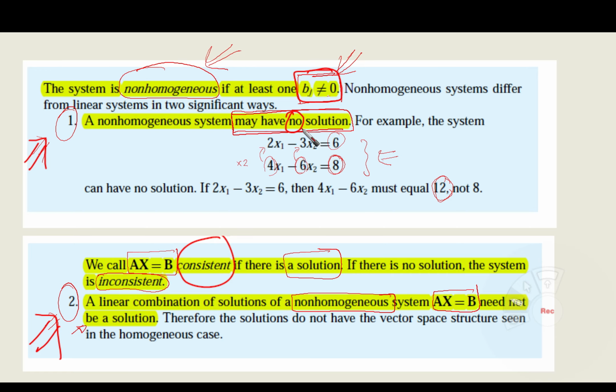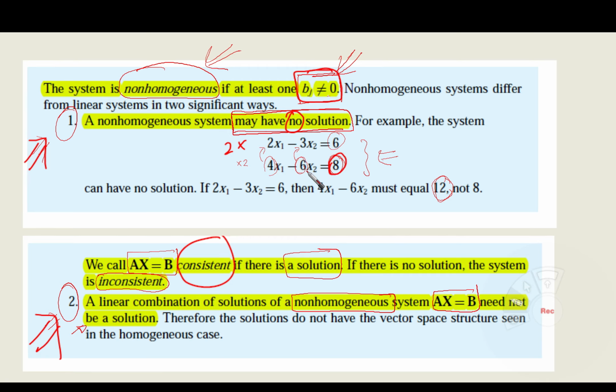What is the meaning of no solution? Let's have this example to understand. If we have a set of two equations in two unknowns, 2x1 minus 3x2 equals 6, and 4x1 minus 6x2 equals 8. This is our system. If you look at the first equation and the second equation, you will find that if we multiply the first equation by 2, it will be 4x1, which is the first term here, and 6x2, which is the second term here, and on the right hand side it should be 12, right? But actually it's not 12, it is 8 here.